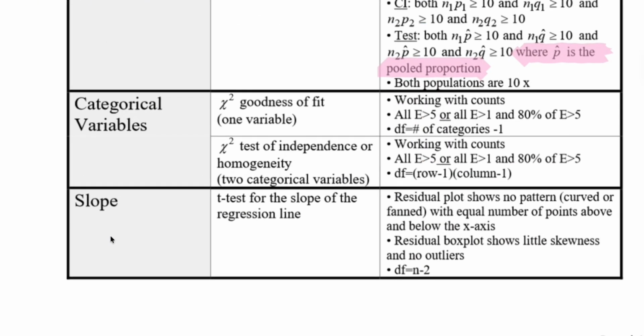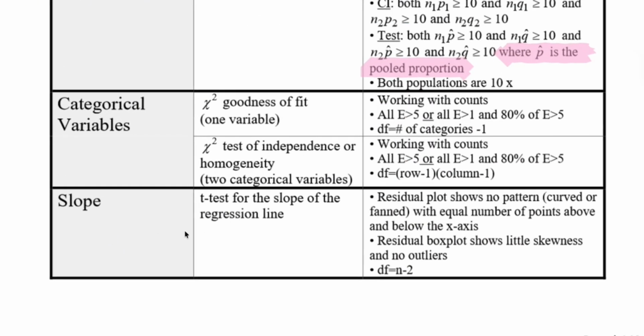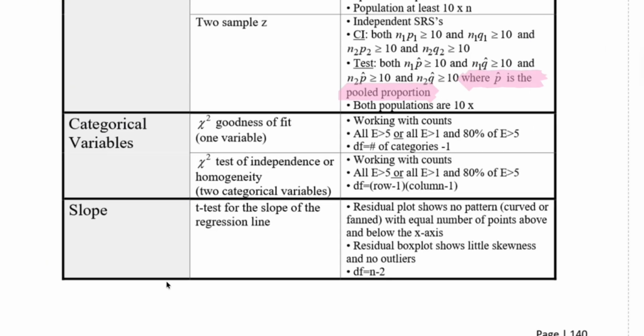For the slope, we have t-test for the slope of the regression line, the only test that we have for slope. Check that the residual plot shows no pattern, curved, or fan, with equal number of points above and below the x-axis. We want completely randomness for the residual plot. Also, the residual box plot shows little skewness and no outliers. We are tolerant for little skewness. Degrees of freedom is n-2, so notice the difference here.